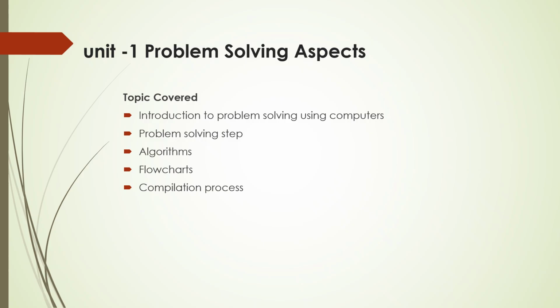Finally, we study the compilation process. We will understand how a C program is converted from source code into an executable program through different stages such as pre-processing, compilation, linking and execution. By the end of this unit, you will have a strong understanding of the complete problem solving process, which will help you to write efficient, error-free C programs. So let's begin with our first topic, Introduction to Problem Solving Using Computer.